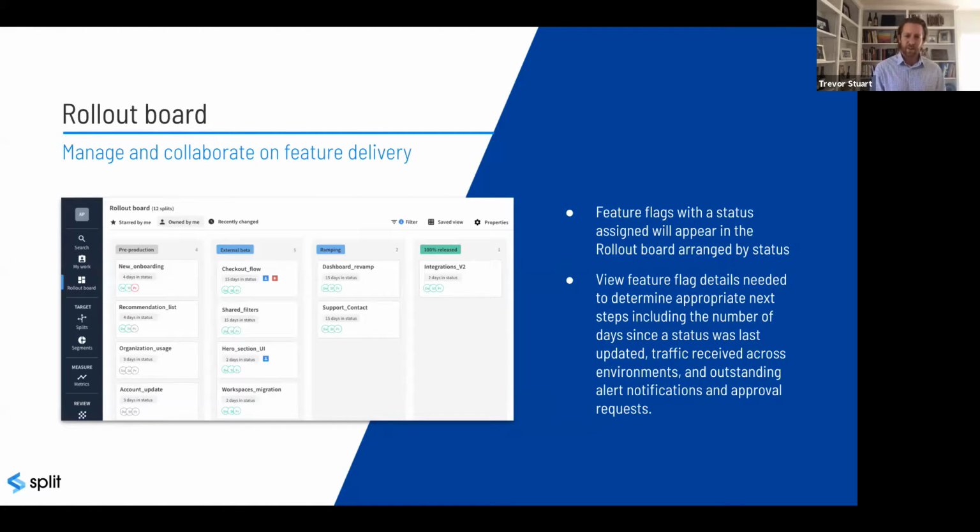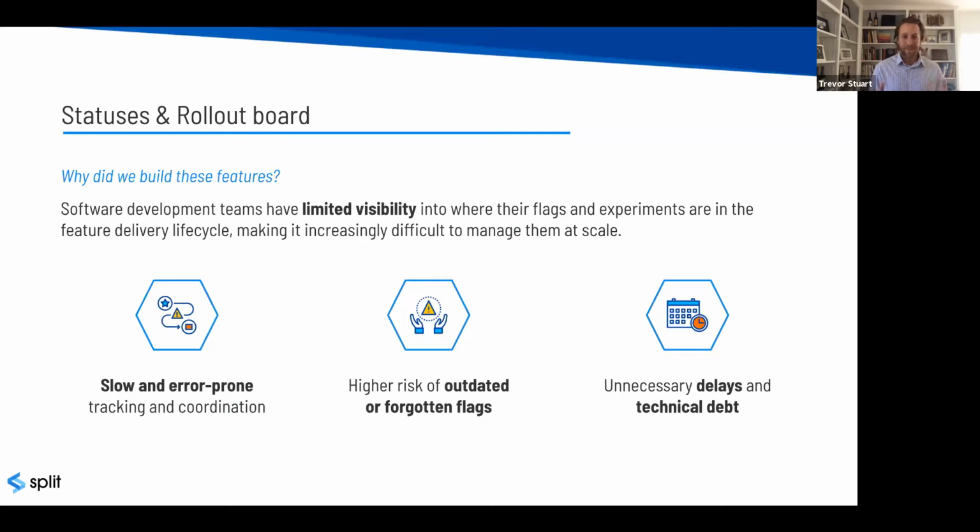And you can click on these cards and you'll see a lot more information around kind of the meta object that is the Split feature flag and all of the information within an environment. So why did we decide to build these features? You know, why did we spend time building out statuses? Why did we build out the rollout board?